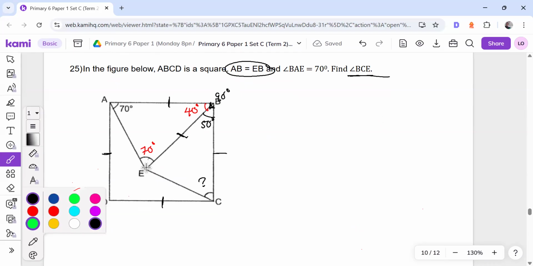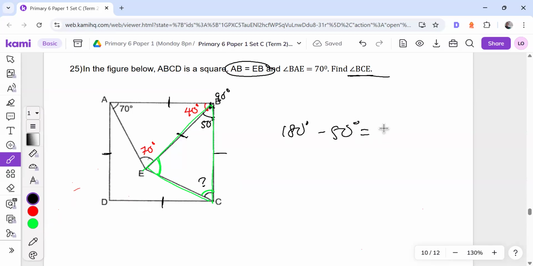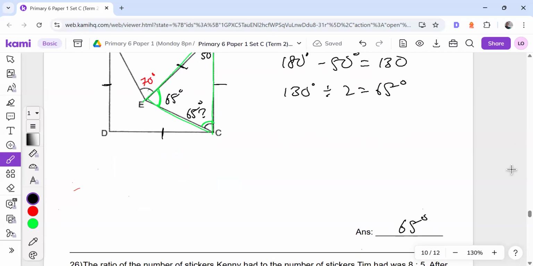That is in another isosceles triangle. So which means that this angle and this angle must also be the same. So you take 180 and you minus 50. And then later, you divide by 2 to get 65 degrees. And that's how you get your question mark. Got it? Right? Okay. Clear? Let's move on to the next one.